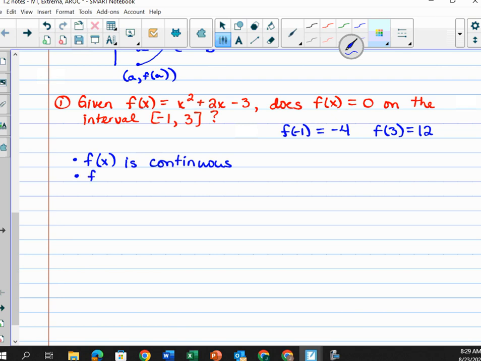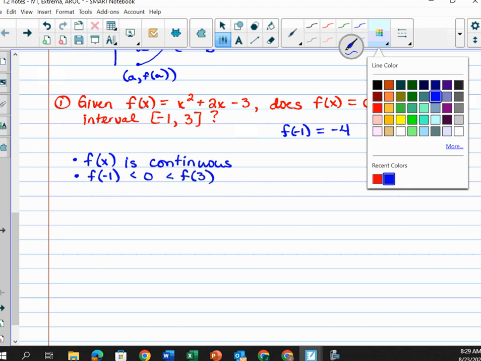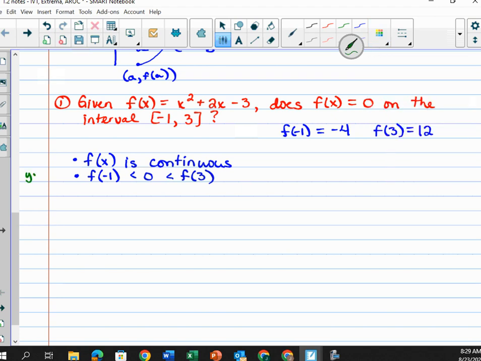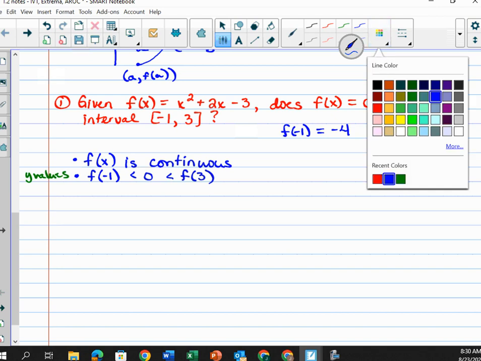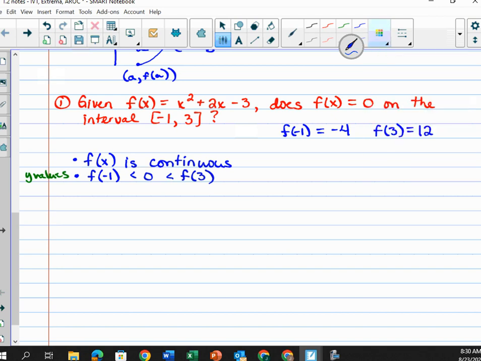So f of -1 is less than 0 is less than f of 3. So I'm going to make a little note to the side of that. This one is y values. And always make sure your inequality makes sense. Like, don't tell me that a positive number is less than 0 is less than a negative number. Like, make sure you put them in the right order so that it actually is a true inequality, okay?